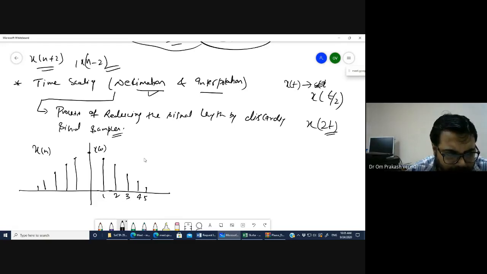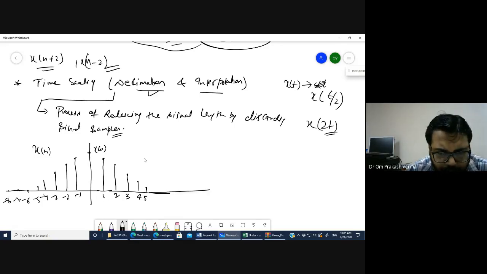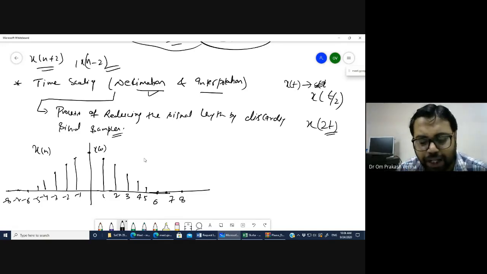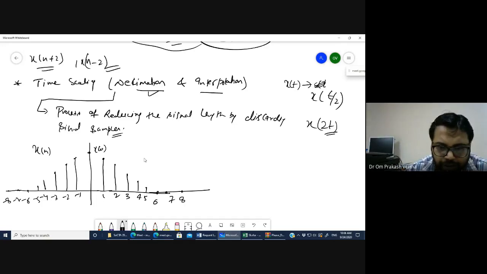And 6, 7, 8 is 0. Minus 6 is 0, minus 7 is 0, minus 8 is 0, right? So this is the case. In a similar way, here 6 is 0, 7 is 0, 8 is 0. So this is x[n], representing the signal by x[n]. This is x of minus 3. In a similar way we can write any signal. Let's say this is x3, just for the sake of representation.